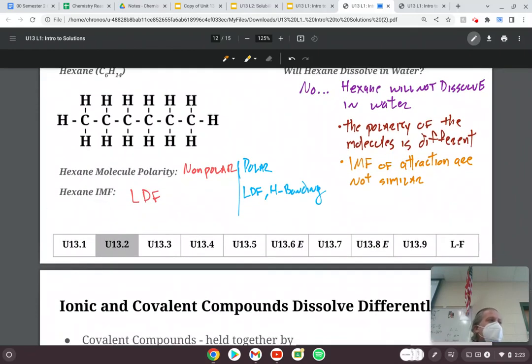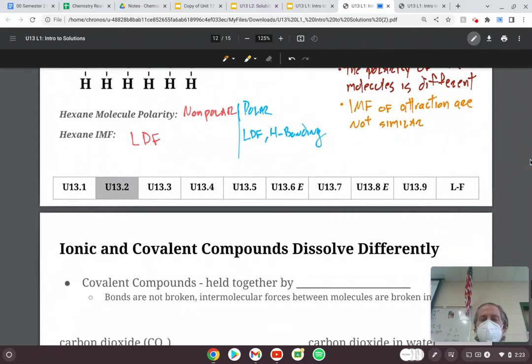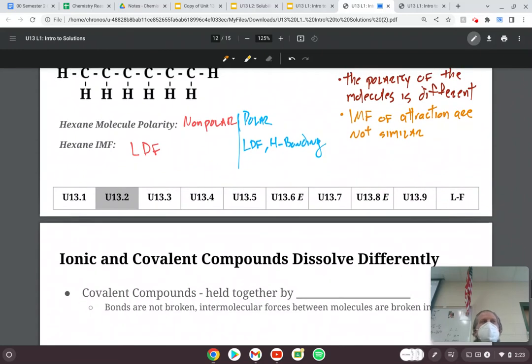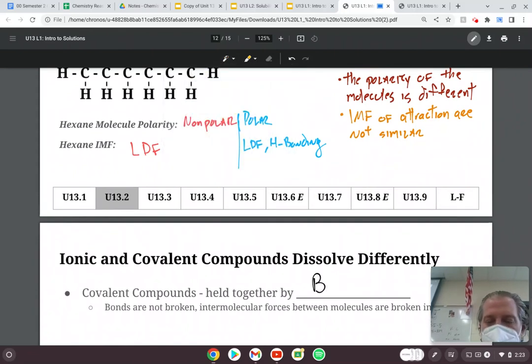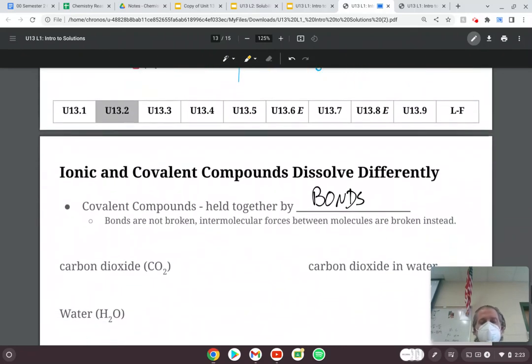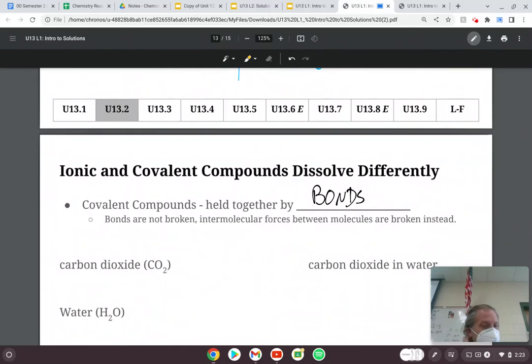Now, to continue down this line of thinking, we need to identify what makes a covalent compound different than an ionic compound other than metals being present. One of the things that we need to talk about is that covalent compounds, you may recall, are held together by bonds. And what's important about that is that the actual smallest unit is the molecule.